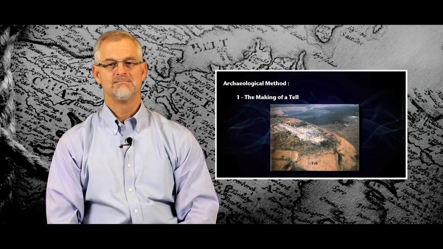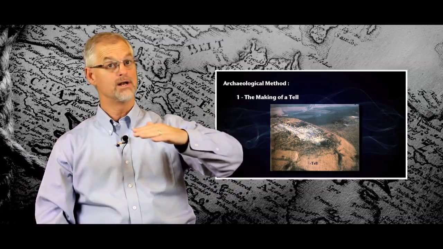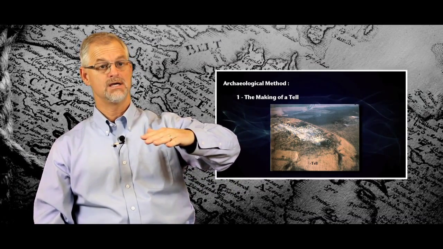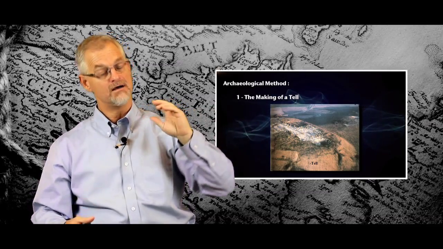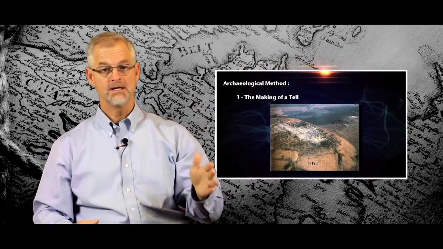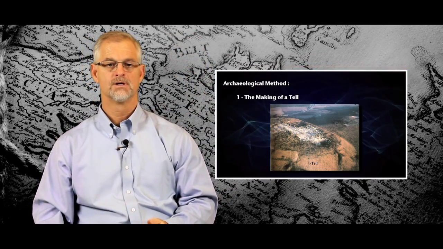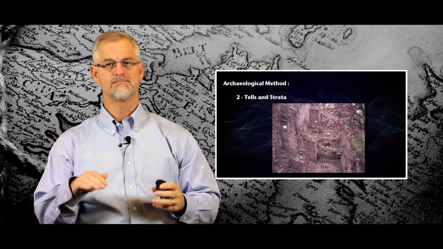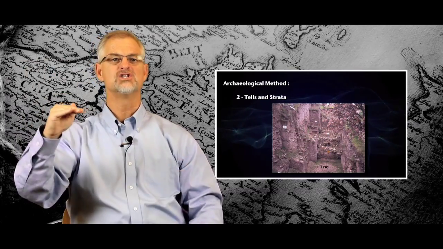Because of how tells are shaped, and by the way, some tells may only have one layer, some of them may have many layers, many of them have 3, 4, 5 layers. A few have many. Places like Hatzor and Megiddo have more than 20 different layers. Each layer we call a stratum.